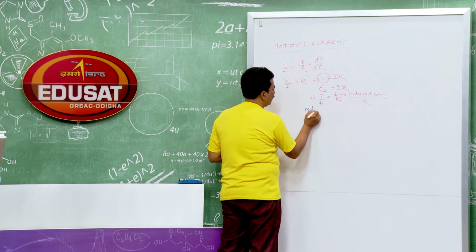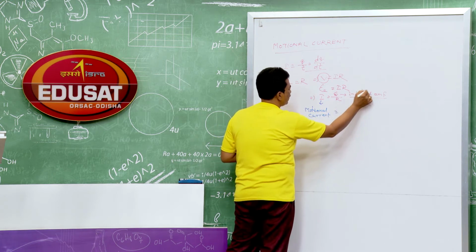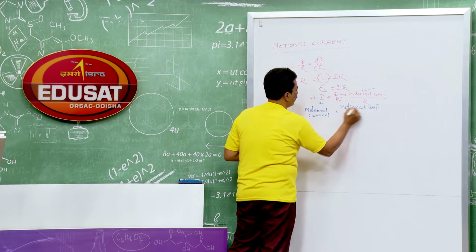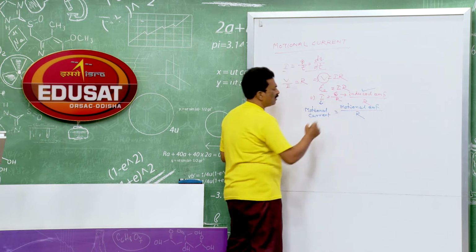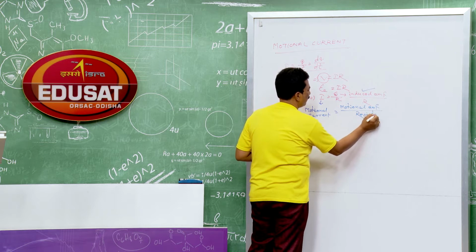motional current, then this induced EMF will be the motional EMF divided by the resistance R. R means the resistance.